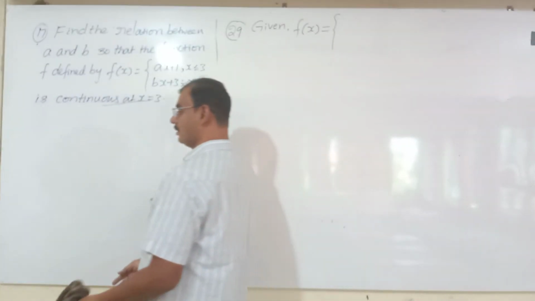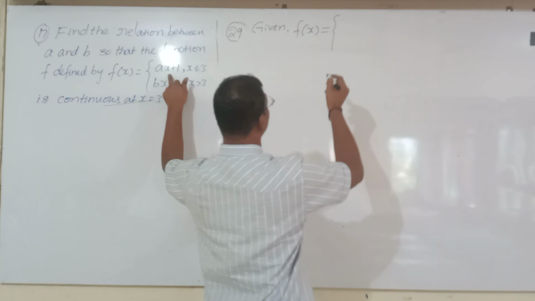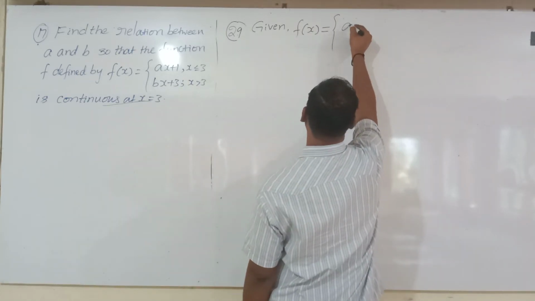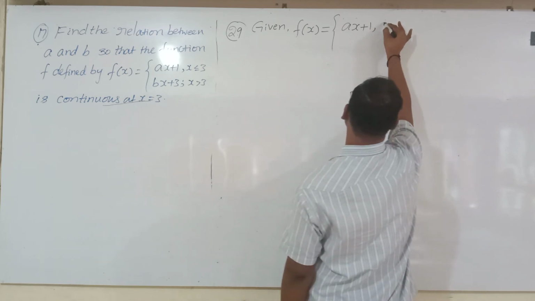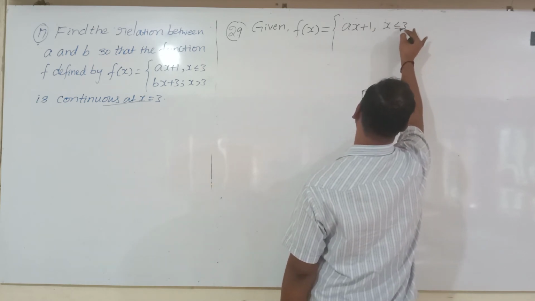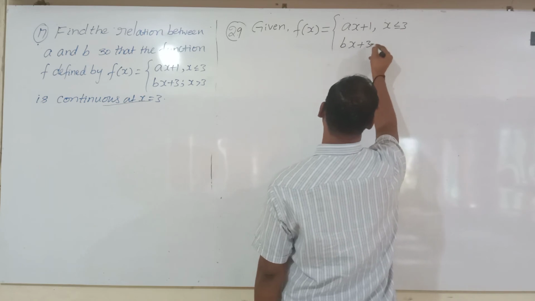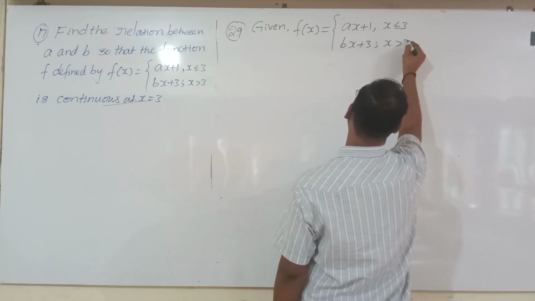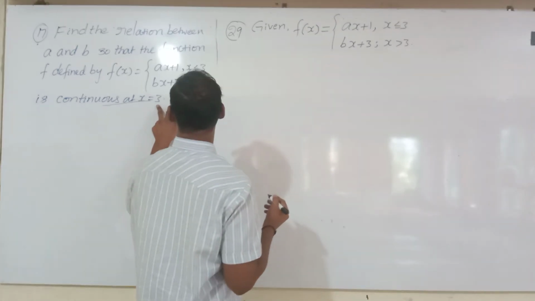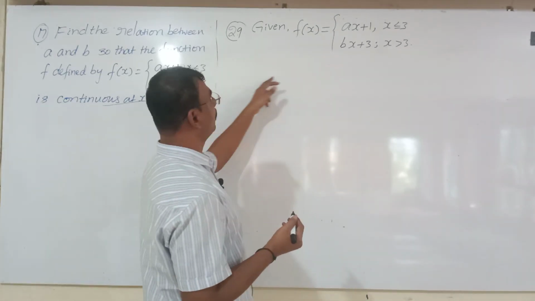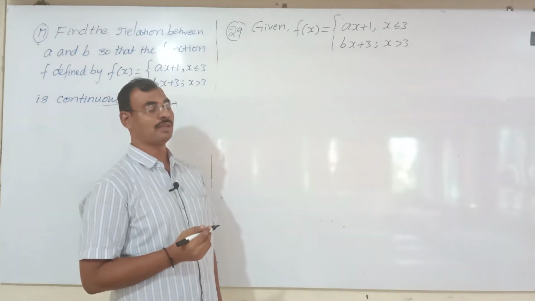What is the given function? f of x is equal to ax plus 1 if x is smaller than or equal to 3, and bx plus 3 when x is more than 3. Now we have to check continuity at x equal to 3 only.